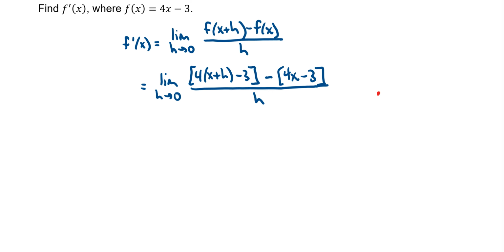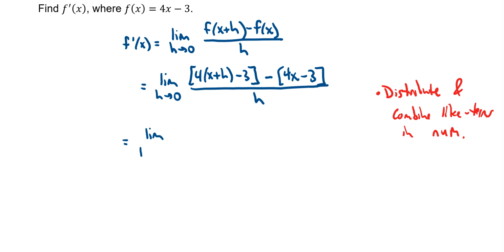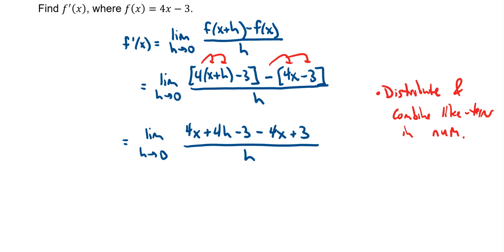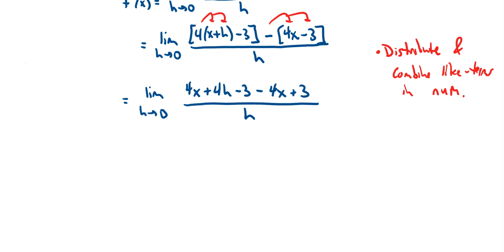But first, I'll write the steps over here on the right. First, you're going to simplify the crap out of the numerator, which means you're going to distribute and combine like terms in the numerator. We have a couple of distributions in the numerator, and we end up getting 4x plus 4h minus 3, and then minus 4x plus 3. Be careful with the negatives. So not too bad. And now we're going to combine like terms.